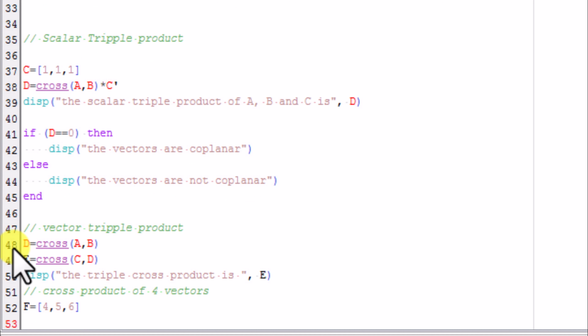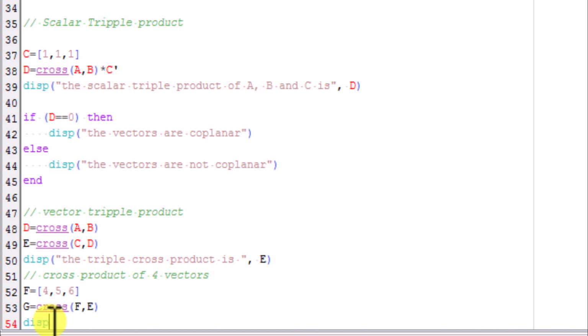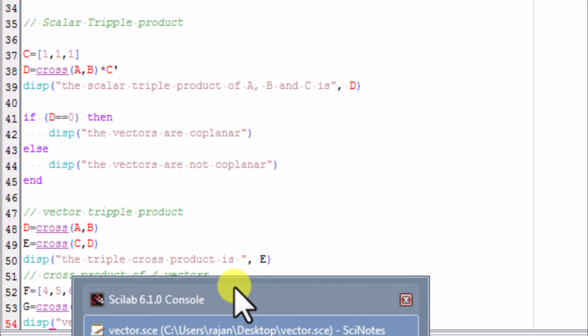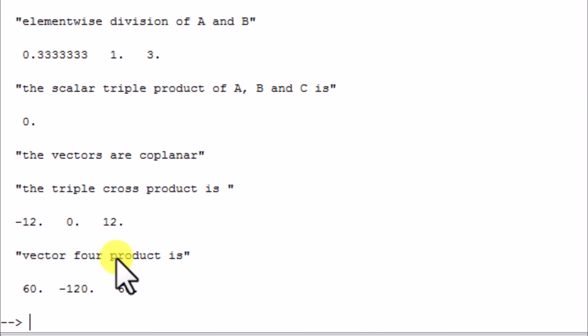Now I have already calculated the vector triple product, d and e. Now we will take one more cross product and store it in another variable, say g, and we will write this as cross bracket start f comma e, and now this will give the vector four product. Double quotes, vector four product is, comma g. Now let us display the output of the vector four product on the console. So this is the output of the vector four product.